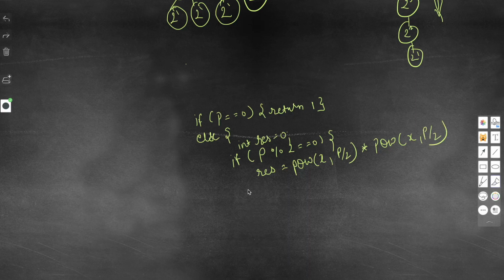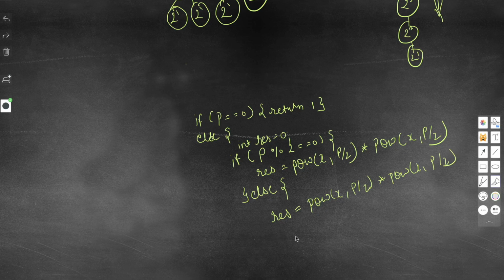Else, if it is not equal to 0, that means it's odd. So I will calculate result equal to power of x as it is and p divided by 2, and once I get the result, I will multiply that result with x one more time, and I will return it. So this is going to be my power function.